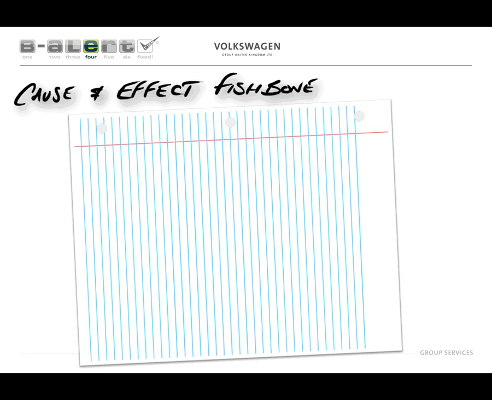You start off by drawing a straight line and a head for the fish's spine, and then drawing 3 lines for the fish's spines going up and 3 going down. Each spine is then labelled with a category as follows.